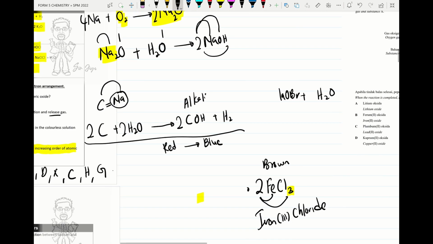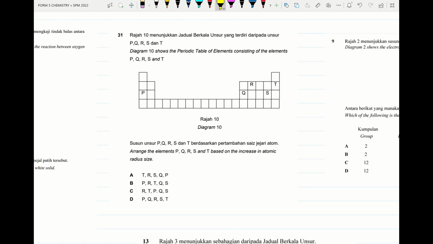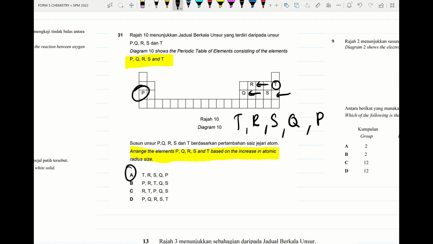So we try to do one question here. This question shows a diagram consisting of elements P, Q, R, S, T. Arrange the elements based on increasing order of atomic radius. So we go up and to the right hand side, this is the smallest. We go down and this way, this is the biggest. So T is the smallest. Next we go this way, R is second. Then S, then Q, and P is bigger. So the answer will be A.